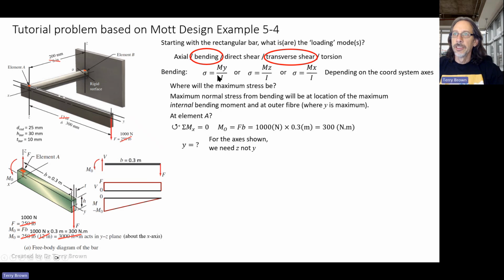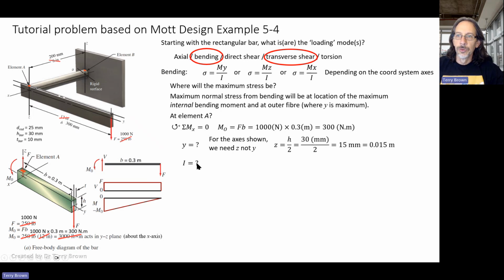If you're just taking this formula, oh yeah, it's My upon I, Y is 300, and you put that in, you're going to get the wrong answer. So it's important that you're able to understand these equations and apply them correctly. Z is just h over 2, the distance from the neutral axis to the outer fiber.